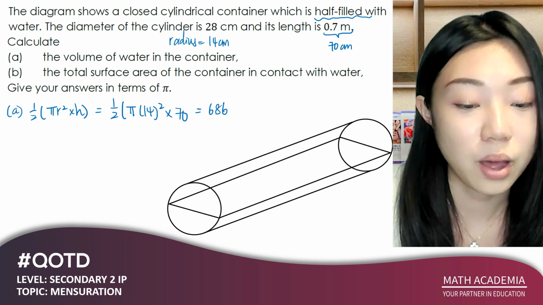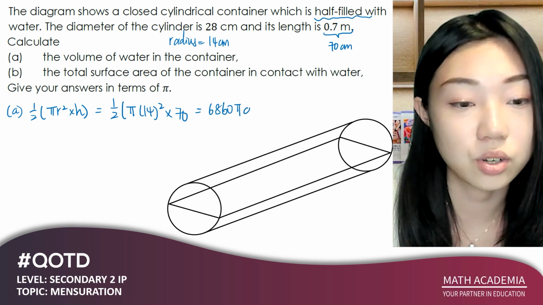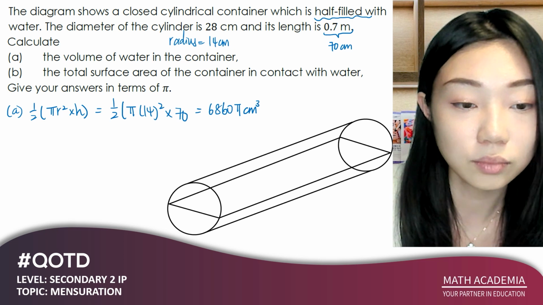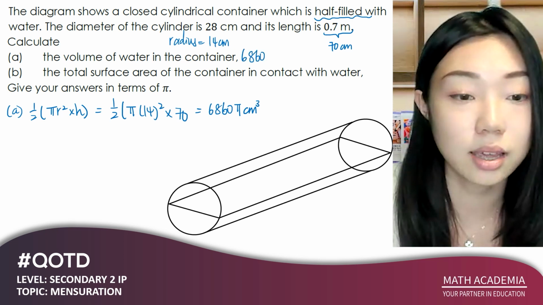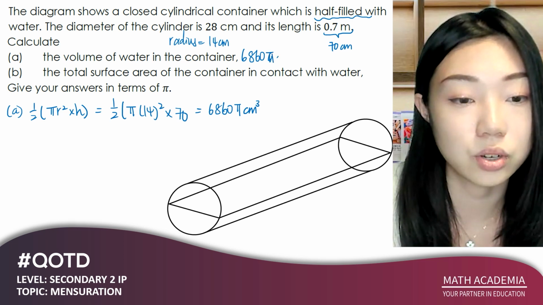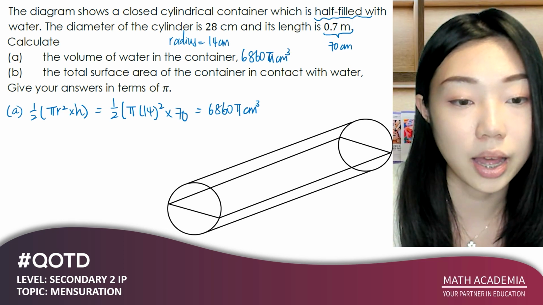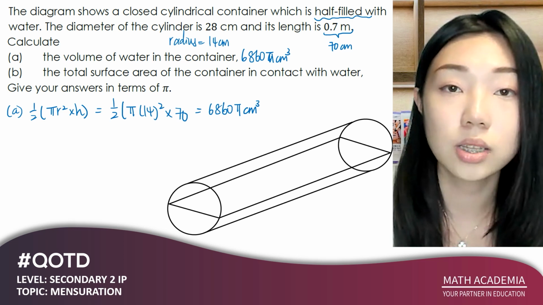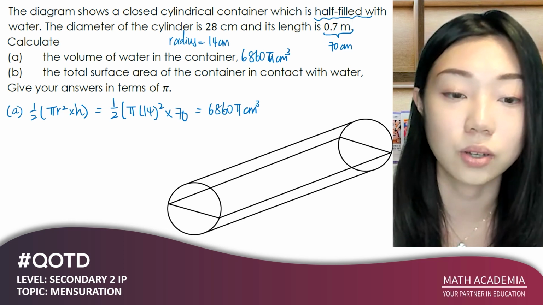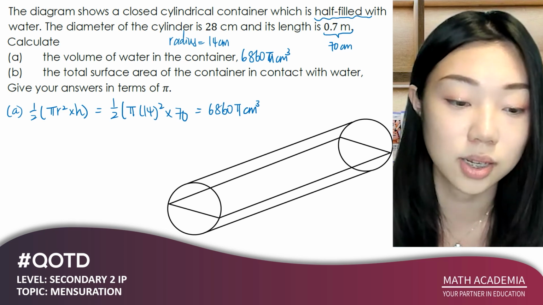Okay, so I would get 6,860 pi centimeters cubed. So I've derived my answer for part A, 6,860 pi cm cubed. The next part, part B, they want us to find the total surface area of the container in contact with water.